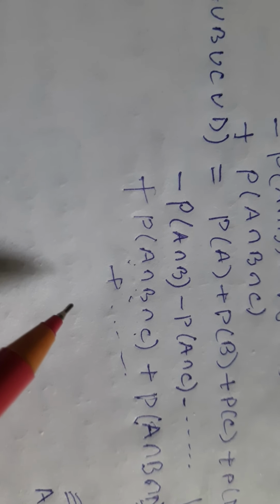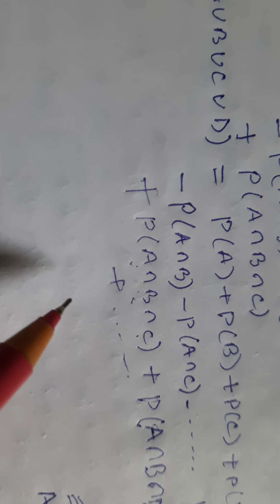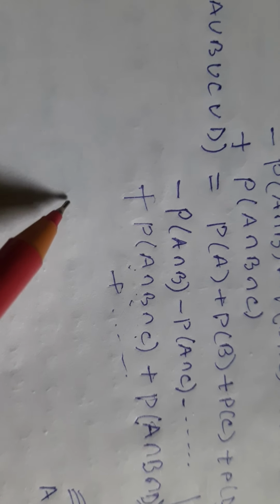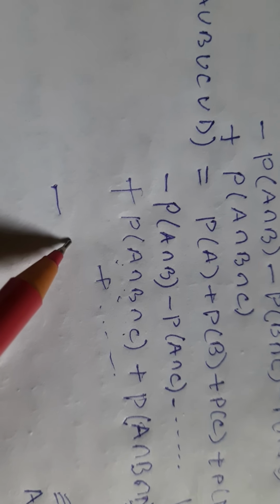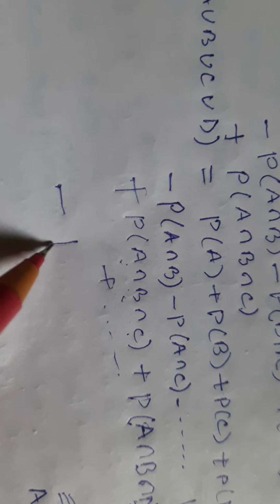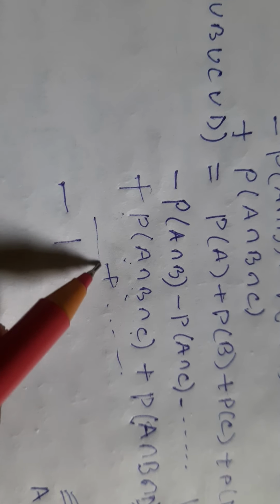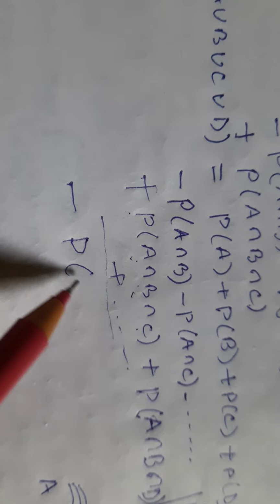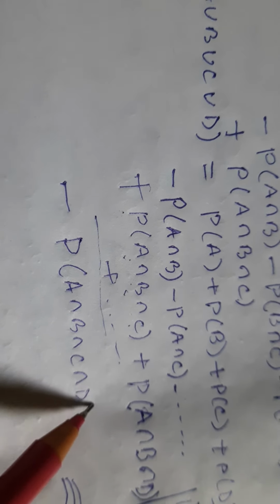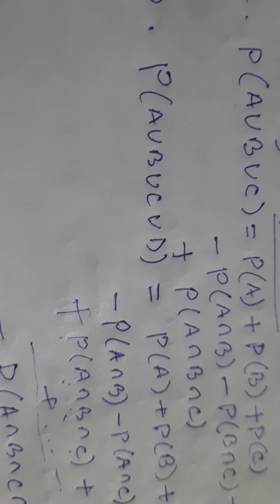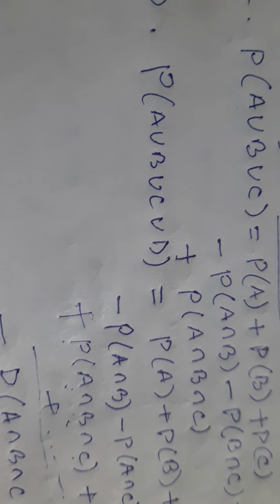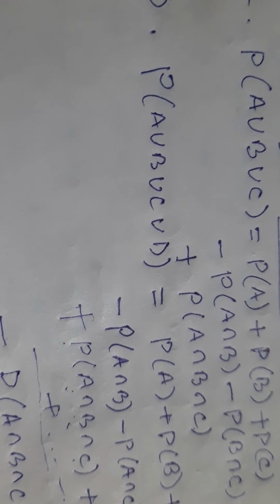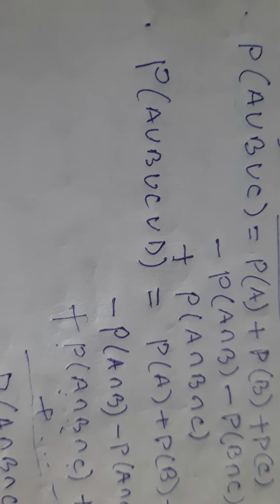Since we have now taken 3 out of 4, what we will do is subtract all 4 events together, because in the previous step we have added. Now we will subtract all the 4 events together, to get probability of A intersection B intersection C intersection D. So it is not so tough to remember the theorem of total probability for any number of events.